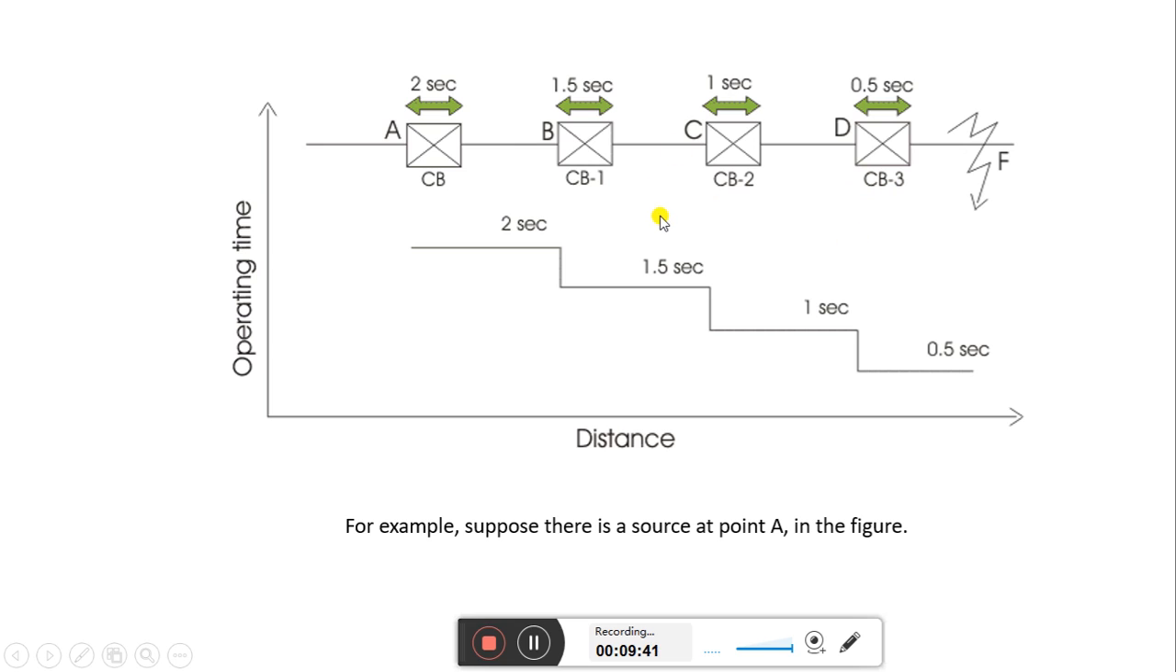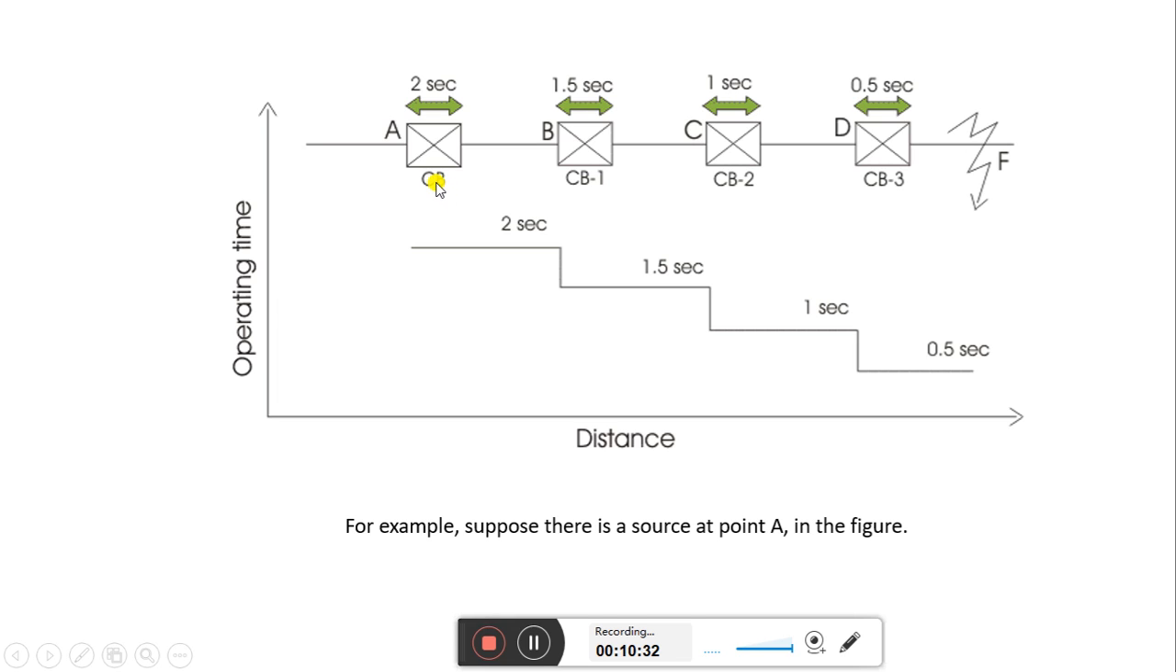So what we see here is that for circuit breaker CB3, the time setting is 0.5 seconds, and for circuit breaker CB2, the time setting is 1 second. That is, the relay operates at 1 second. Similarly, for CB1, the time setting is 1.5 seconds. That means after 1.5 seconds, the relay of circuit breaker CB1 will operate if there is any fault in the distribution or transmission line.